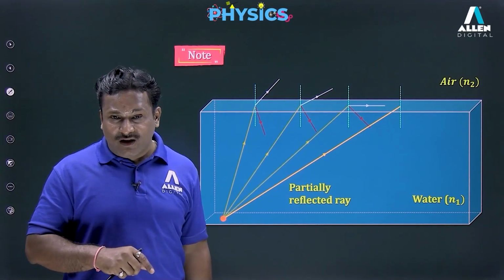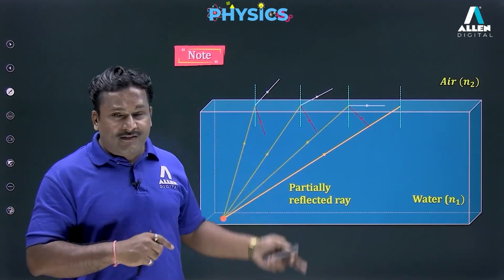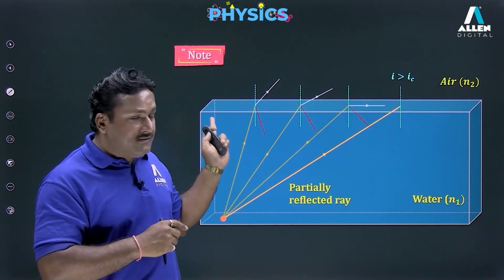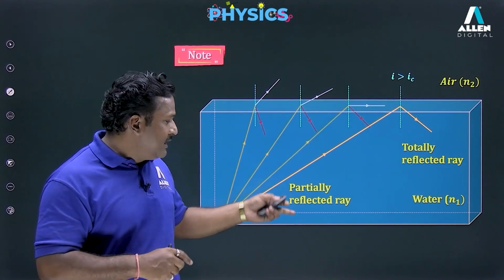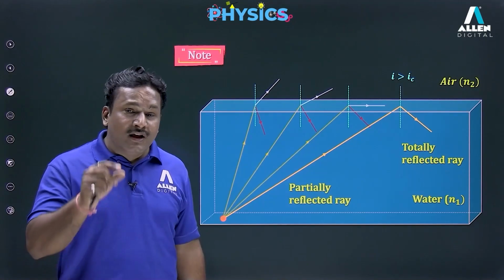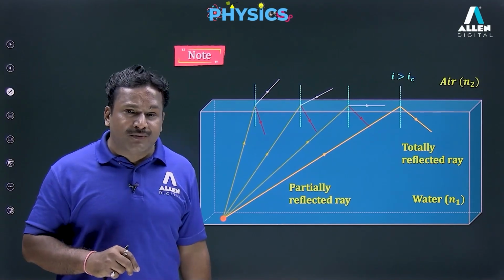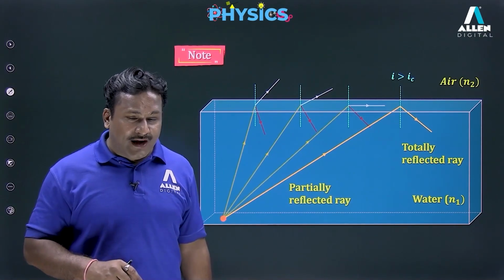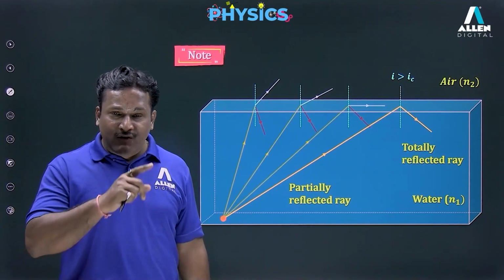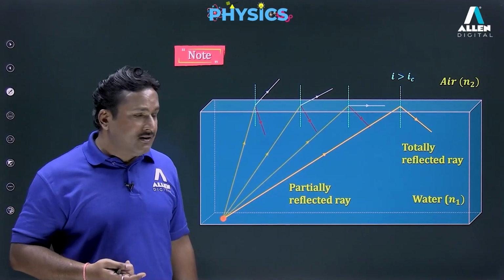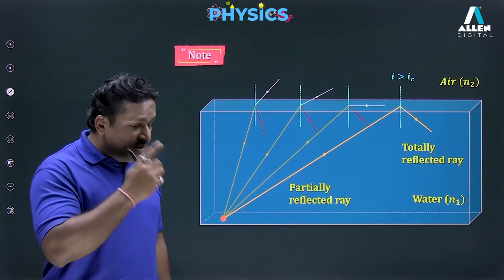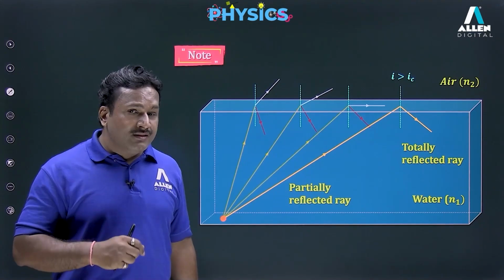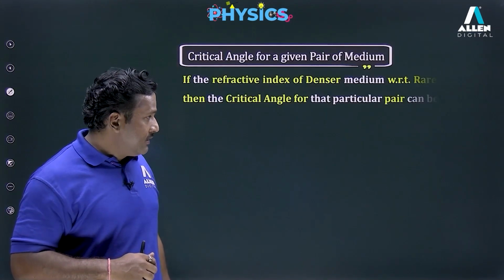Total internal reflection. Because in the previous cases, I was getting only the partially reflected ray, and there was always some sort of absorption taking place. But in this case, there is no absorption of light; entirely the ray of light bounces back into the same denser medium. This phenomenon is termed the total internal reflection. Clear with the things?